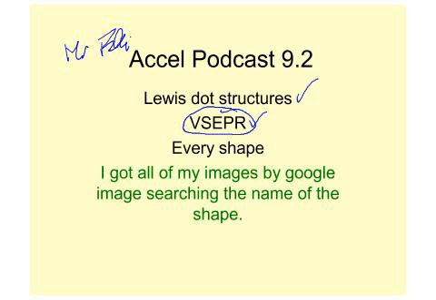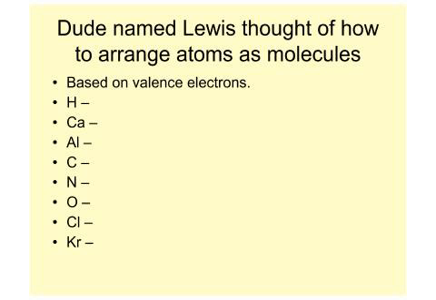So basically what I want you to do once I start drawing the shapes is watch me draw the shape and then pause it and try and draw it then. And all the images I got, I just Google image the name of the shape.